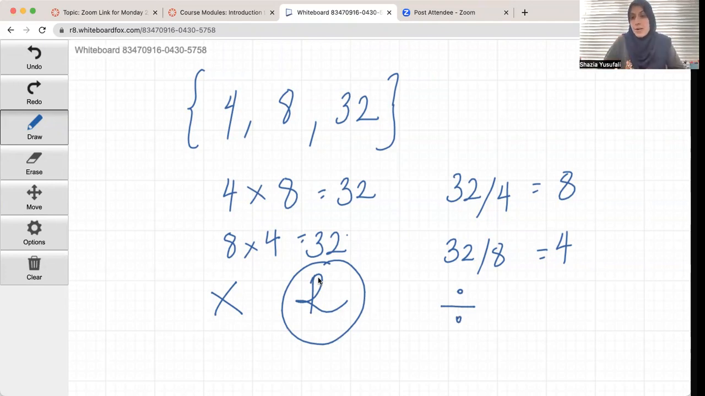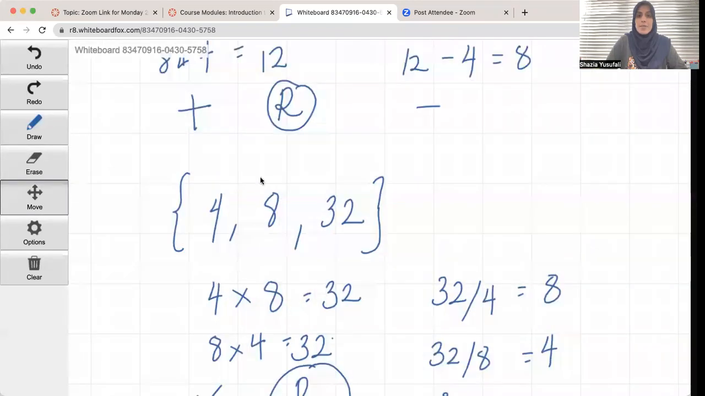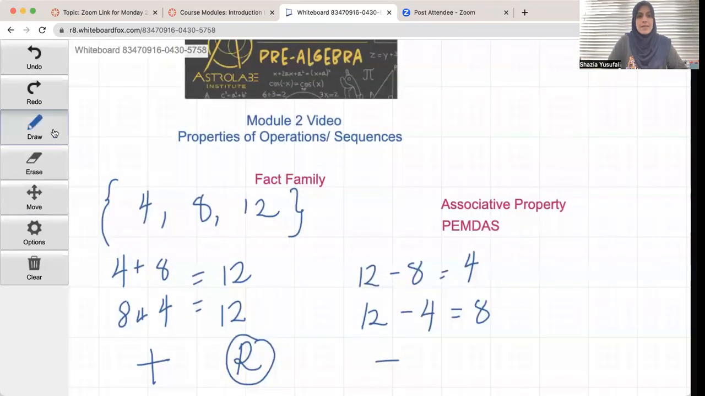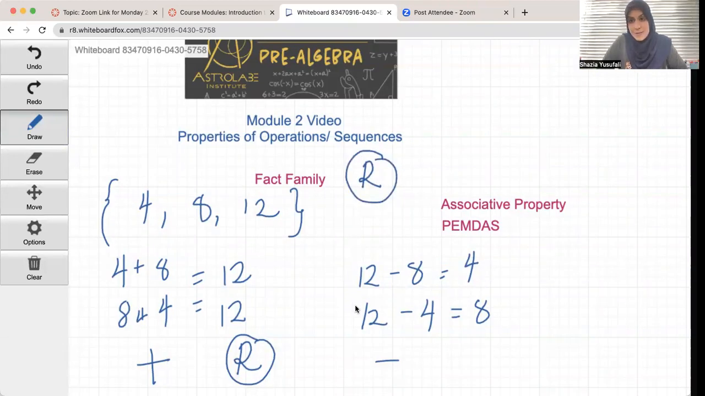Now, why is this important? This is important because we're going to talk about sequences in a few modules ahead. Whenever there's a sequence, a group of numbers in a line, there's some form of relationship, and you need to find the relationship. So that's what it is. A fact family is based on a relationship. I'm going to go back up and write fact family, and I'll write a big fat R next to it saying that it's about a relationship. Easy peasy.